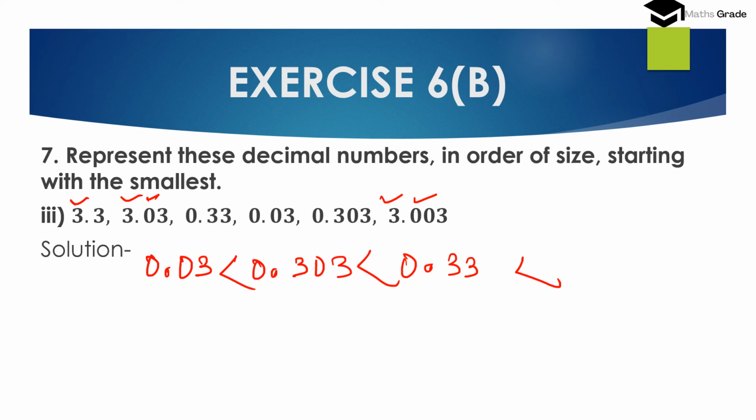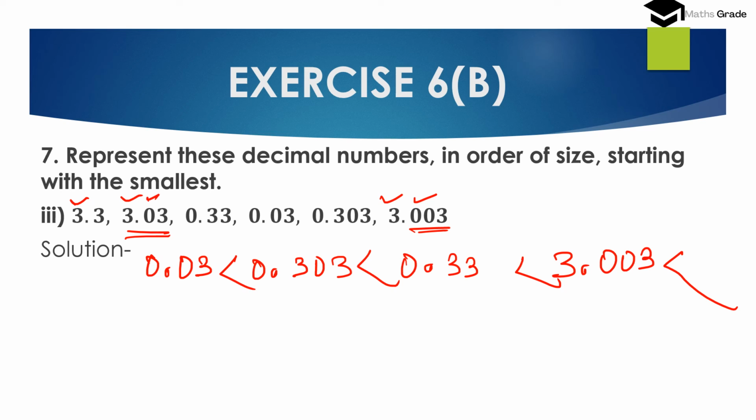So 3.003, 3.3 is the highest digit. See, 3.3 is the largest decimal. Now compare these two decimals with 0 in the 10th place. Now move to the 100th place. Here 3 is in the 100th place, but here 0 is in the 100th place. So 0 is the smallest digit, then 3. Now 3.003 is the smallest decimal.